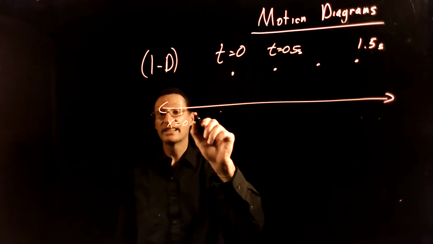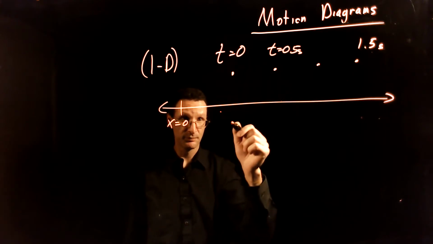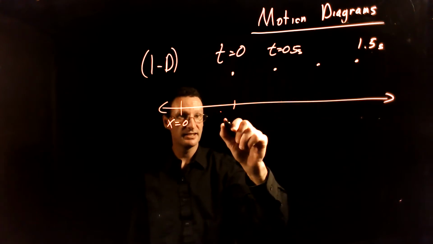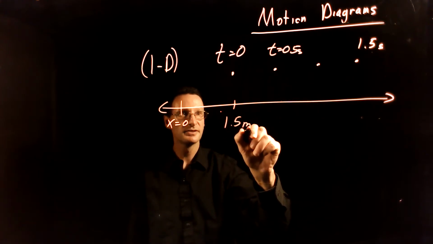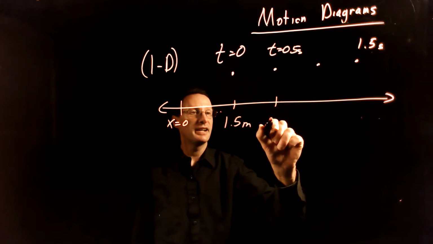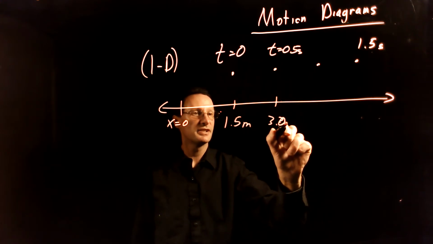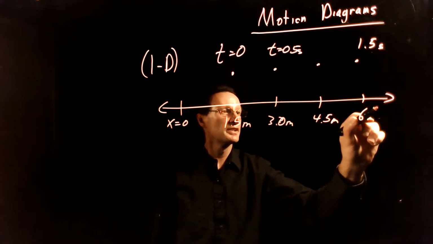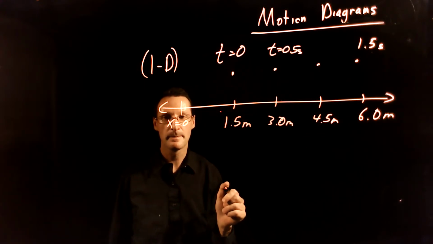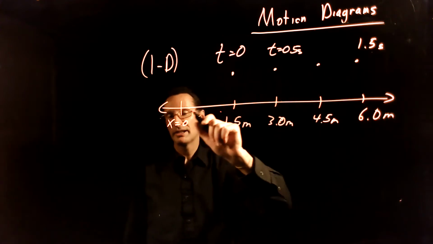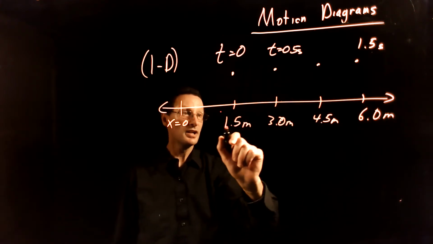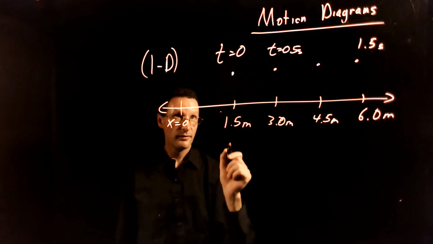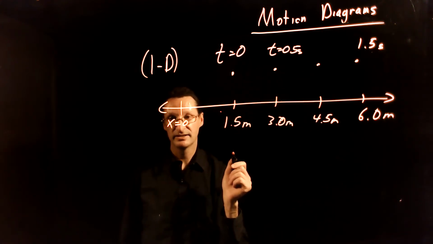And for this example, we're going to put x equals 0 here. The position of the particle in this example starts at, let's say, 1.5 meters. And then it increases to 3 meters here, 4.5 meters here, and 6 meters here. Okay. So this motion diagram allows us to track the position. In this case, it goes from 1.5 to 6 meters, from 0 to 1.5 seconds.